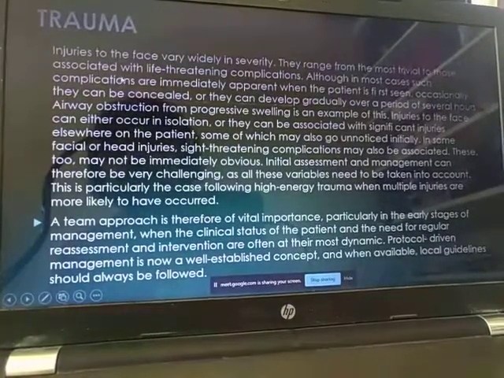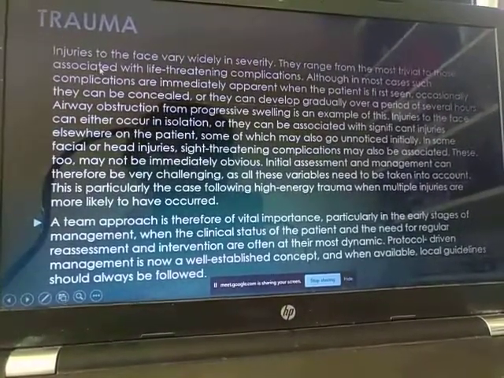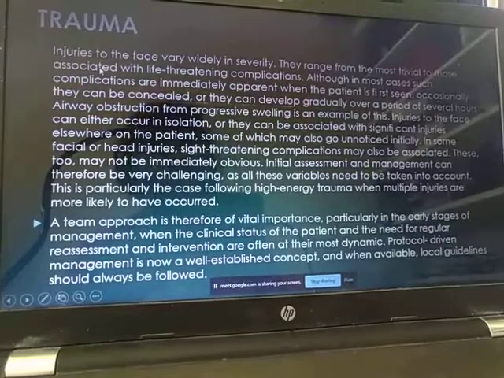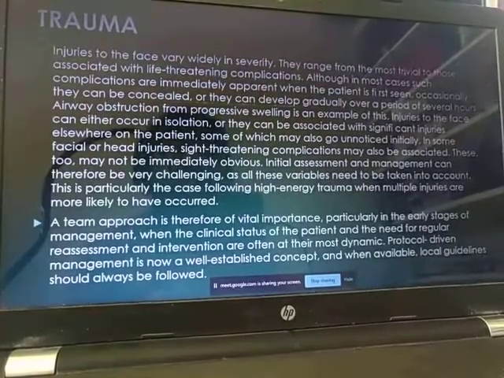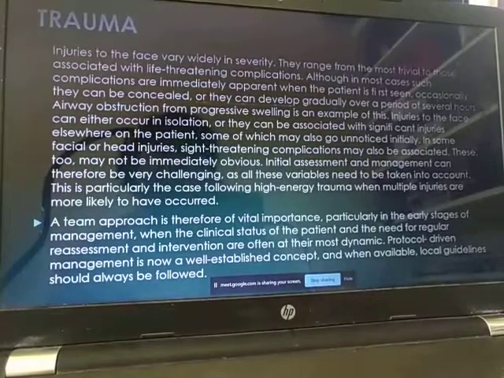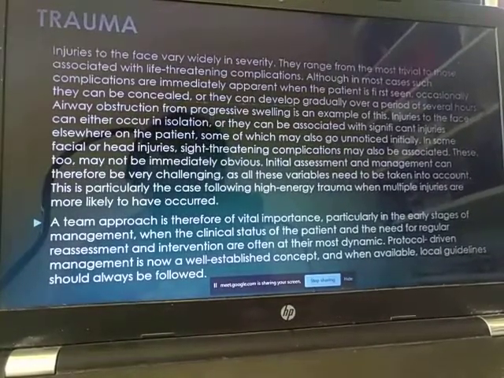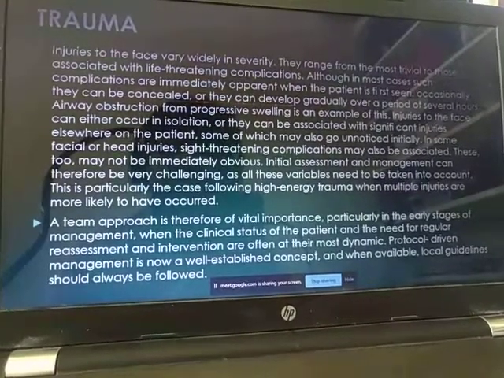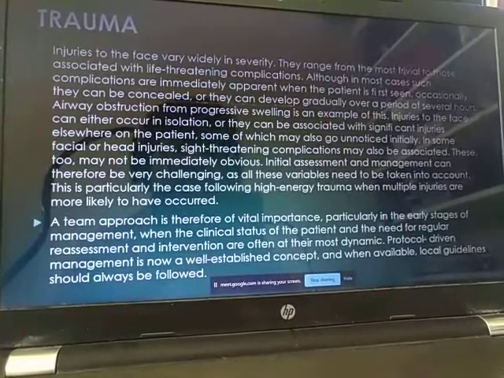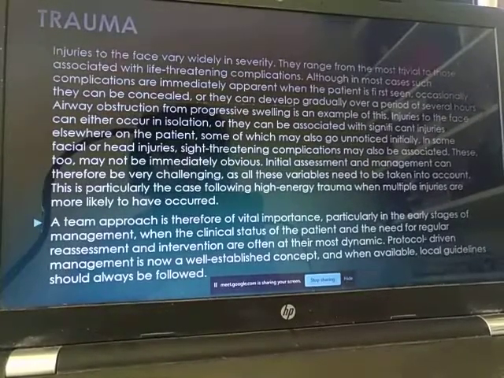Now coming to trauma, injuries to the face generally vary very widely in severity. They can range from the most common and trivial to those associated with very serious life-threatening complications. Although in most cases such complications are immediately apparent when the patient is first seen.